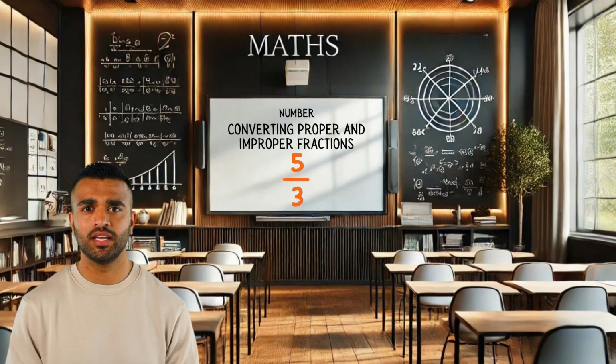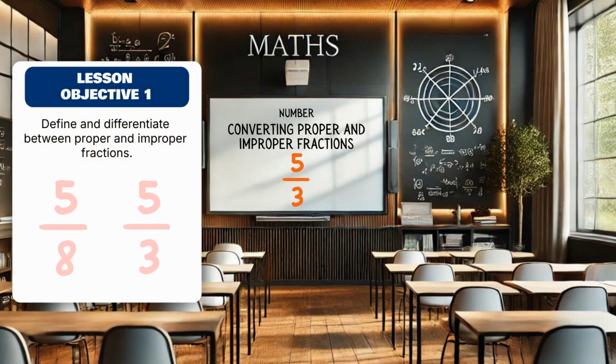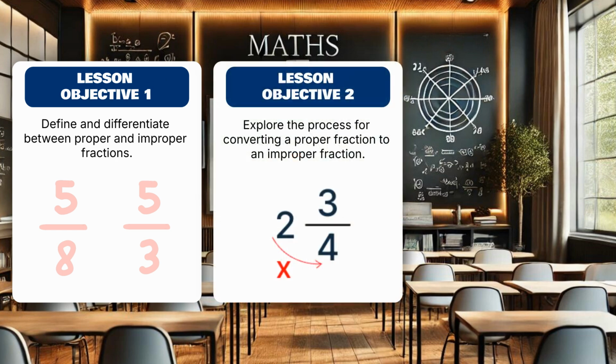In today's lesson, we explored how to convert between proper and improper fractions, a valuable skill in various mathematical contexts. We began by reinforcing our understanding of proper fractions, where the numerator is less than the denominator, and improper fractions, where the numerator is greater than or equal to the denominator. We then delved into the step-by-step processes for these conversions. First, we learned how to convert a mixed number to an improper fraction by multiplying the whole number by the denominator, adding the result to the numerator, and placing this sum over the original denominator.